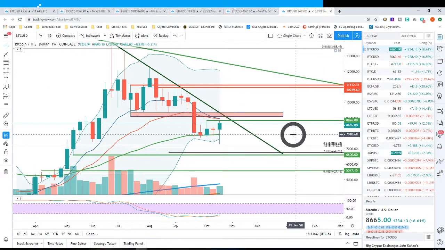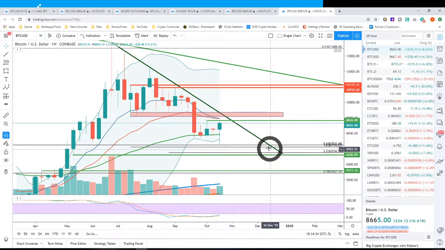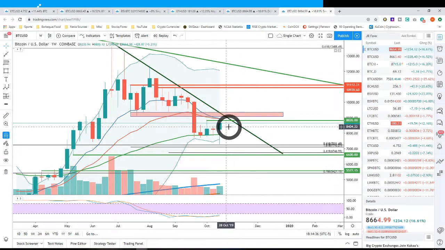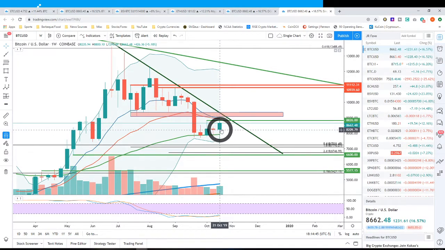We need follow through. Have to have follow through. And this weekly candle is not closed yet, right? That's a bullish weekly candle. That's a hammer pattern, right? That's a hammer candlestick. Long wick, green body, that's a hammer. Hammering out a bottom.